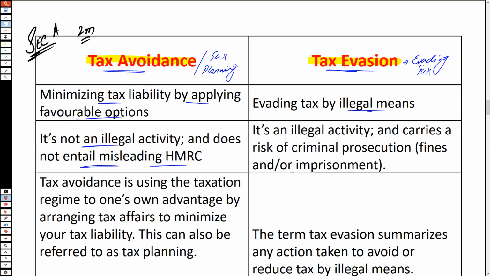So if any taxpayer does like this, it means taxpayers are basically planning their taxes. They are avoiding the tax. They are minimizing tax liability by applying the favorable options available in the taxation laws.